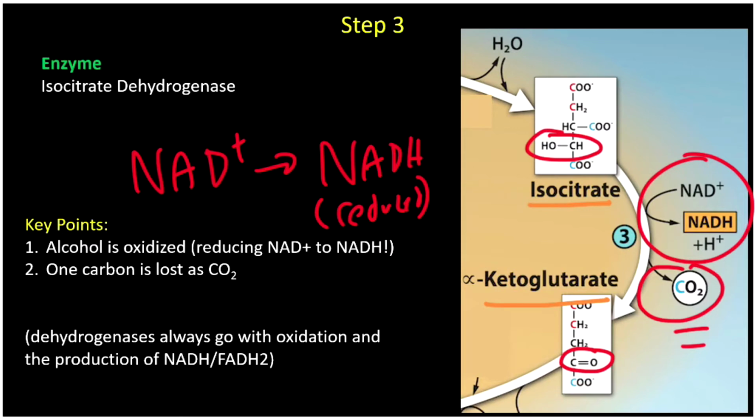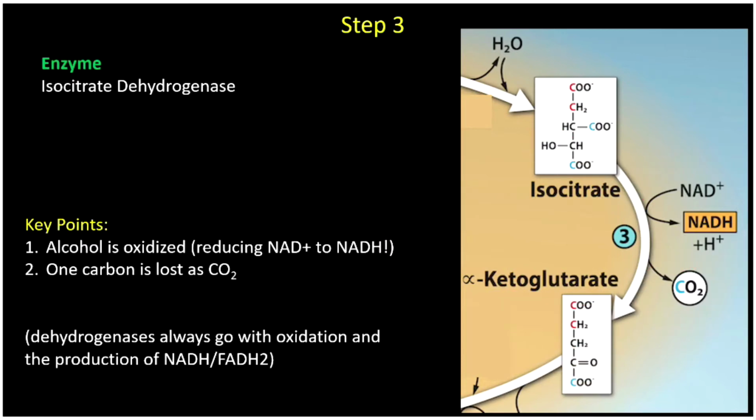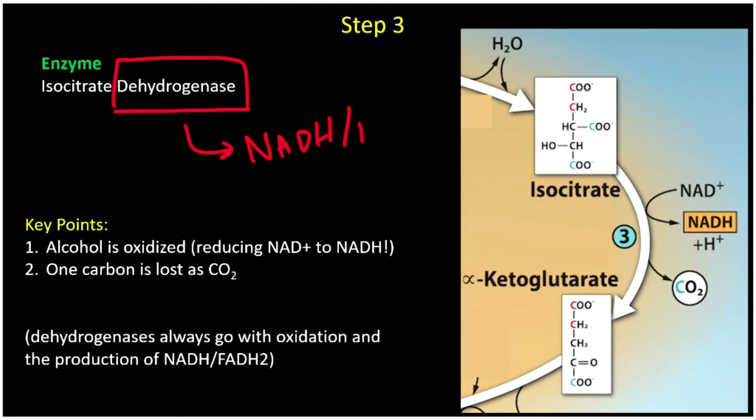Okay? Whenever you see the word dehydrogenase in the citric acid cycle, that's always going to be where NADH or FADH is formed. And that means that there's an oxidation going on of the main thing going through the citric acid cycle. So in this case, isocitrate was oxidized, and that allowed NAD+ to be reduced. Okay, so that's step 3.